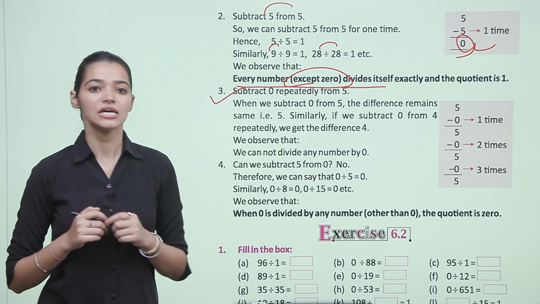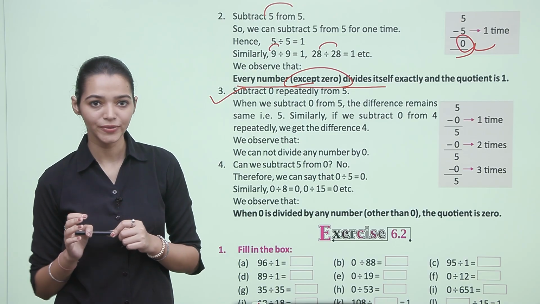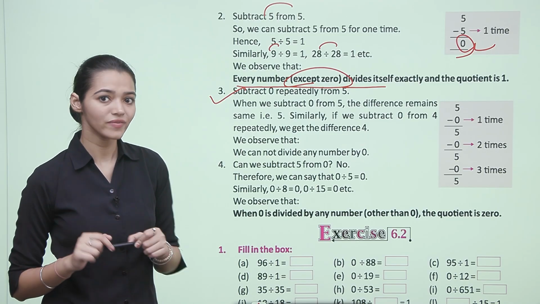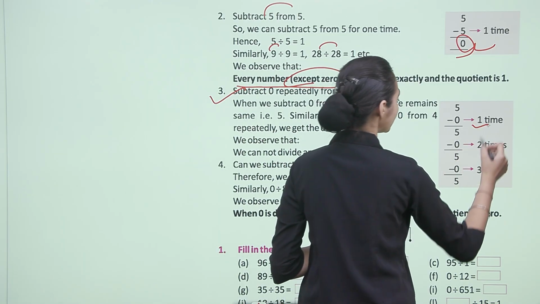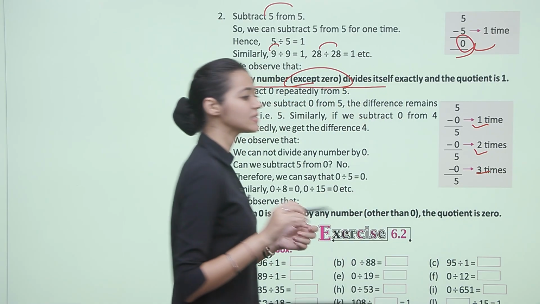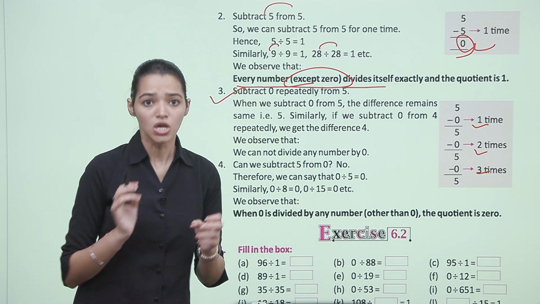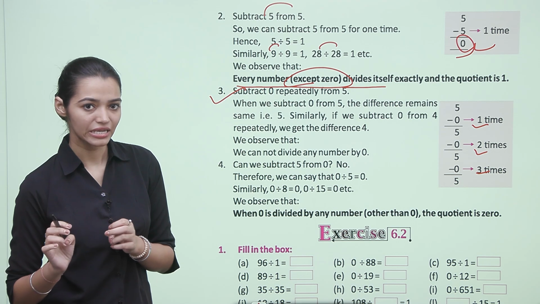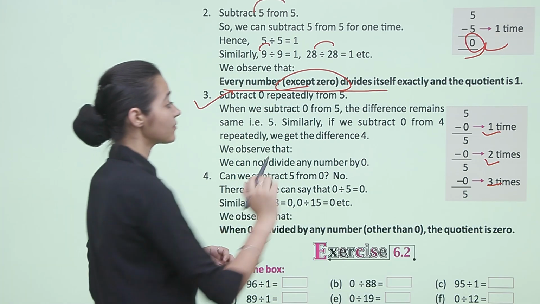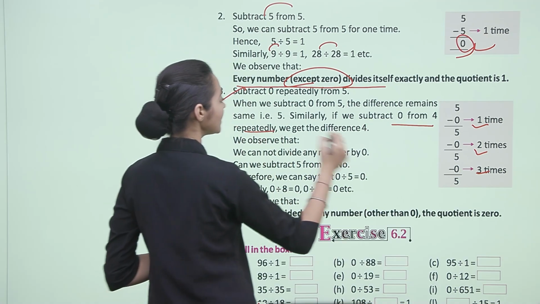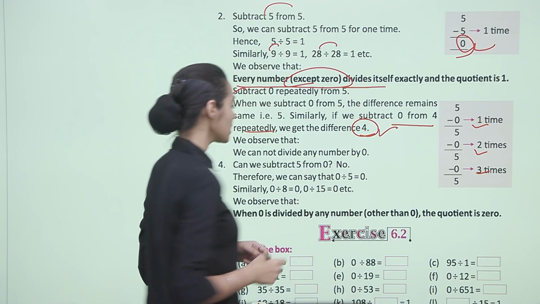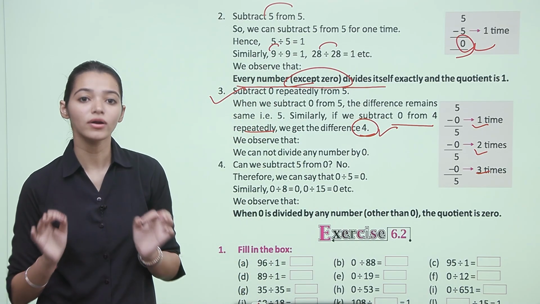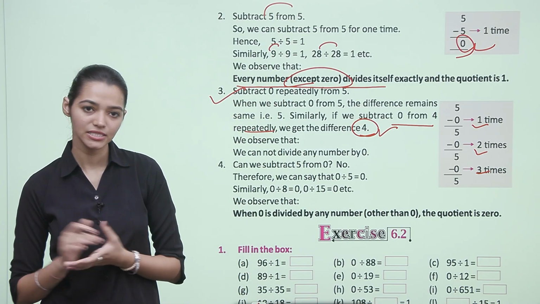Third rule says that subtract 0 repeatedly from 5. So when we subtract 0 repeatedly from 5, whether one time, 2 times, 3 times or as many times as you want, we will get the difference same. Similarly, if we subtract 0 from 4 repeatedly, we always get the difference 4. That exactly means that we cannot divide any number by 0.